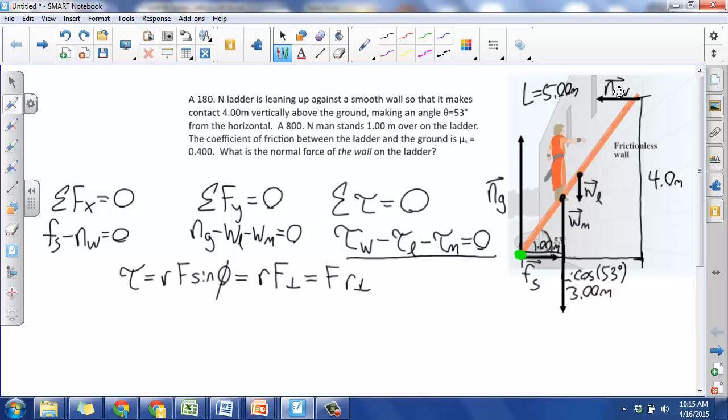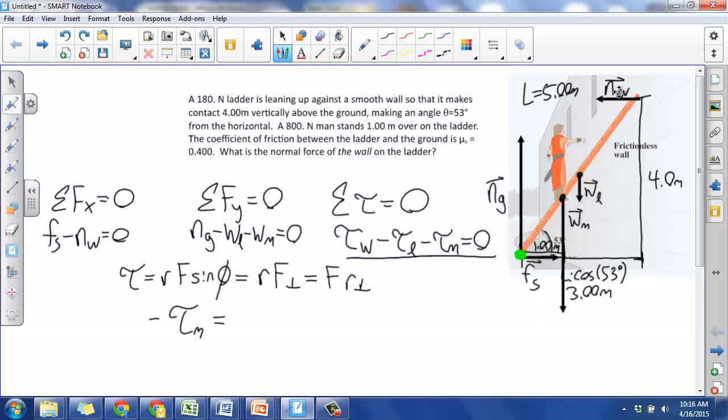This time around, we'll see that F times R perpendicular is by far the easiest way to calculate this. But we'll show you in 2 different ways. For an example, let's look at the torque due to the man. Now this is going to be a clockwise torque, so let me put the minus sign here.